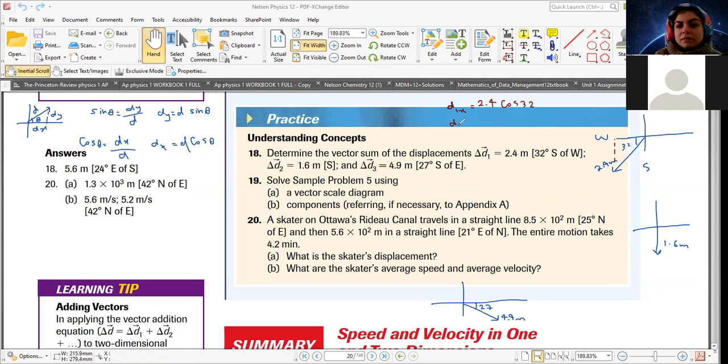And d1y is 2.4. The y component is opposite. Opposite is sine. Sine 32. But pay attention, this is going to be negative, because the y component here is negative. That's why I need to put negative here. Here we have D2x. Do we have any x component here? No. It's 0. We have a y component. D2y is negative 1.6.